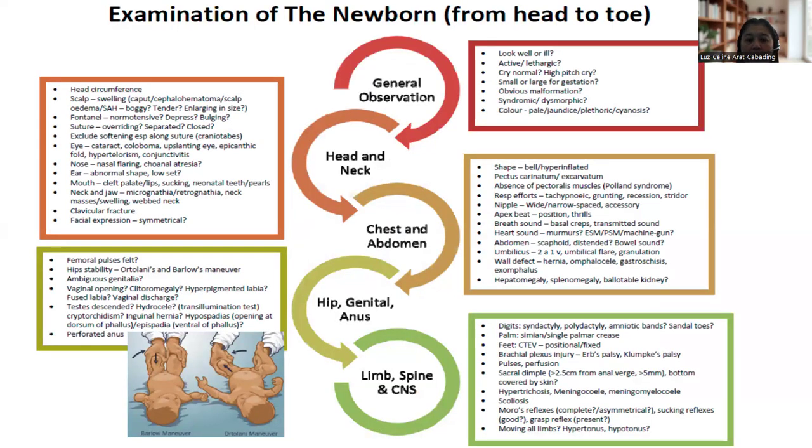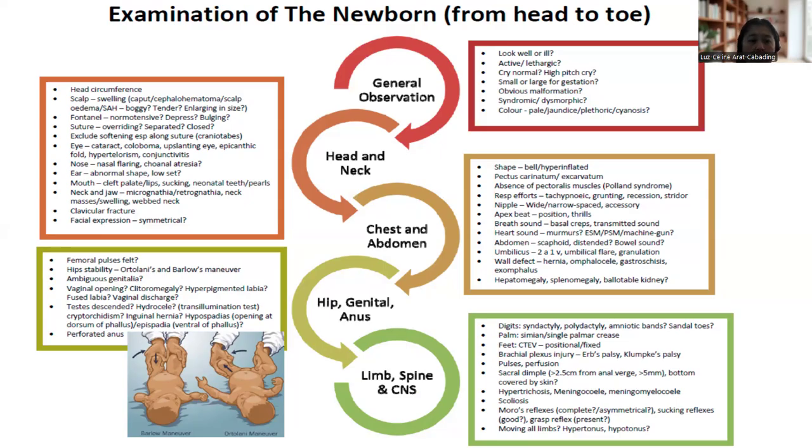So in this slide, you will actually see a very detailed guide on what to examine in a newborn from head to toe. Earlier, we did a general observation. We look at the newborn from head to toe. Then when we look at the newborn closer, we start with the head. We look at the neck. Then in that head and neck, we look at head circumference. Is there any swelling in the scalp you have here? Is it a caput succedaneum or a cephalhematoma?